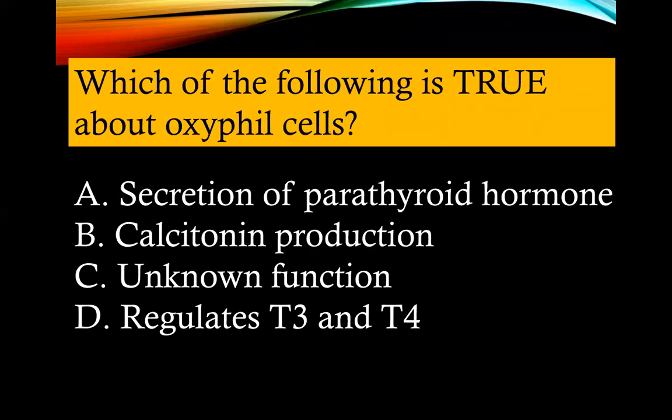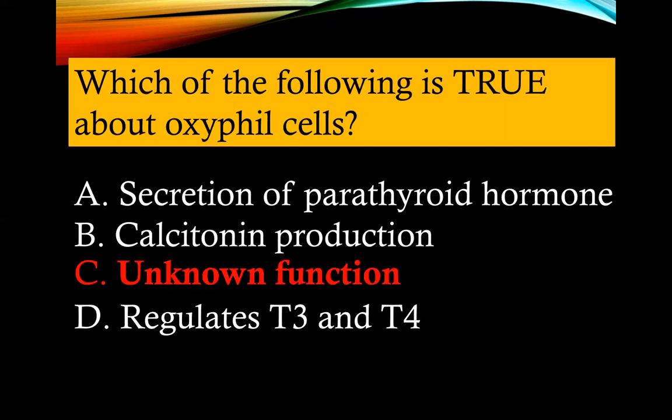Another question, which of the following is true about oxyphil cells? A, secretion of parathyroid hormone. B, calcitonin production. C, unknown function. Or D, it regulates T3 and T4. Right. The correct answer for this question is letter C. The oxyphil cells that are found in the parathyroid gland still have an unknown function.